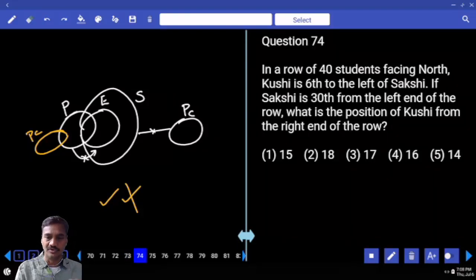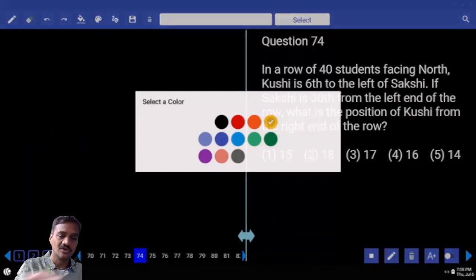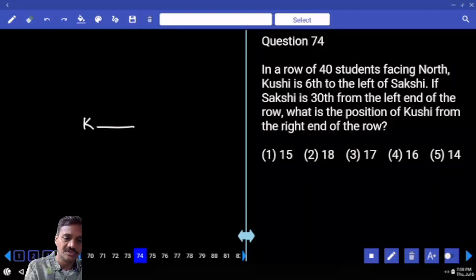Then 74. In a row of 40 students facing towards north, total number of persons were given. How many are there? 40. And Kushi is 6th to the left of Sakshi. Now Kushi is here. Now 6th to the left of Sakshi, in between Kushi and Sakshi, 5 members. And Sakshi is 30th from the left hand side. That means there are 29 persons to the left hand side of Sakshi.